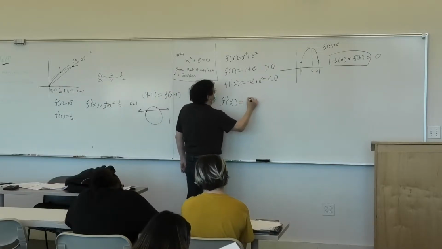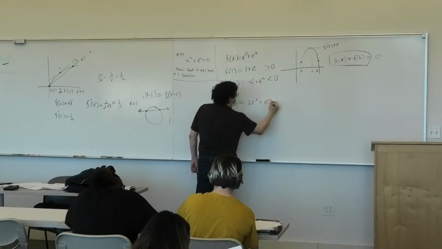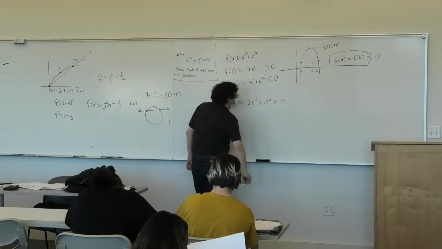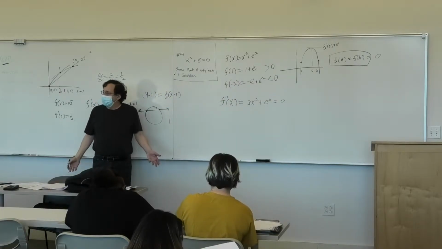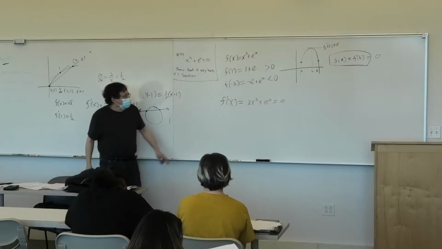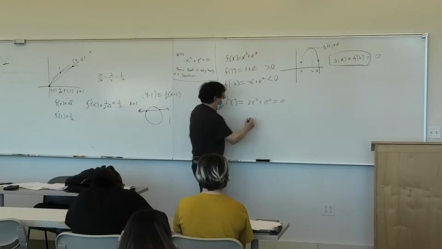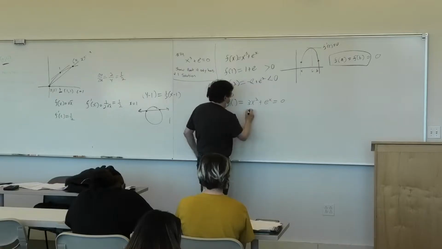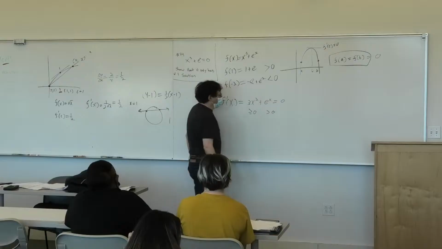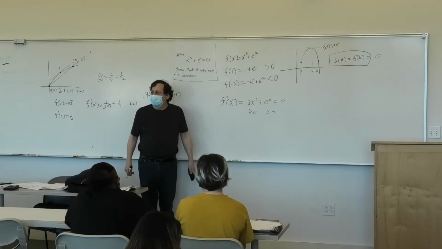So what's the derivative? It's 3x squared plus e to the x, and we want that equal to 0. And that's where we find our contradiction, because clearly 3x squared has to be greater than or equal to 0, and e to the x has to be greater than 0. So the left side is always greater than 0, it can never be 0.